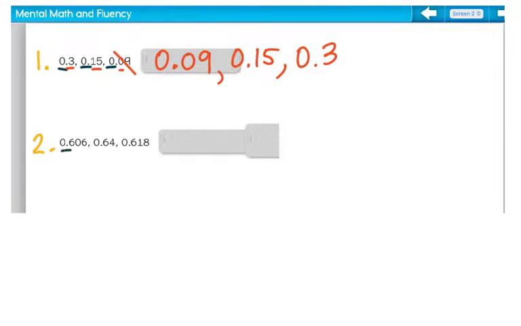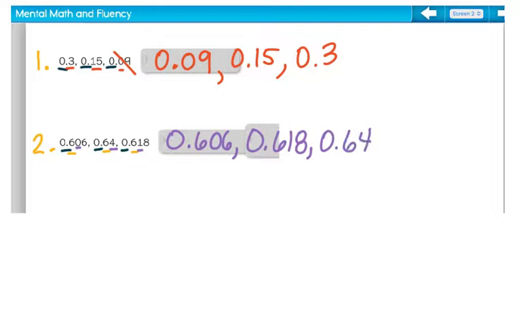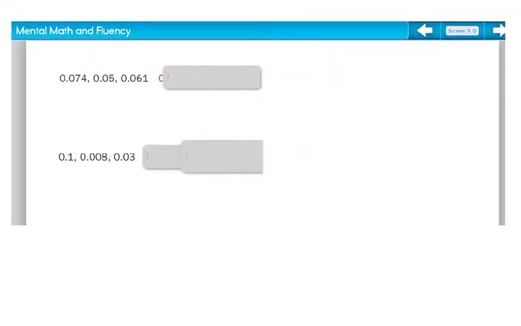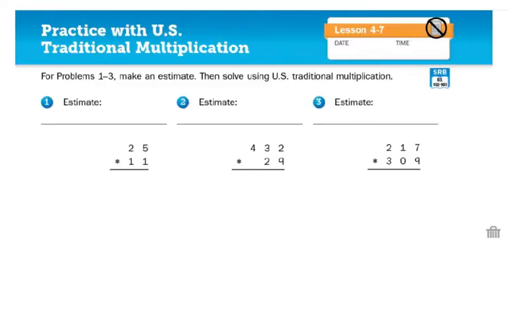Number 2, 0, 0, 0, so I look in the tens place, 6, 6, 6, it's all the same, so I go to the hundreds place, 0, 4, and 1. 0 is the smallest, 606 thousandths, followed by the 1 in the hundredths place, 618 thousandths, followed by 64 hundredths. Be careful with that one. We'll go ahead and skip that one.